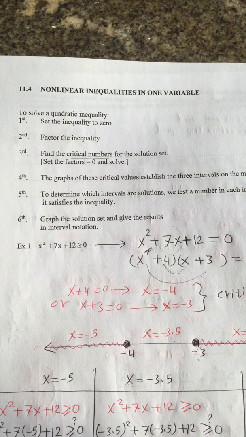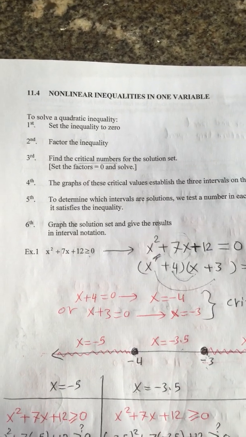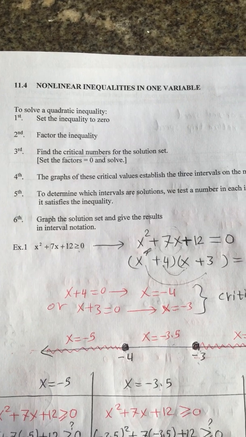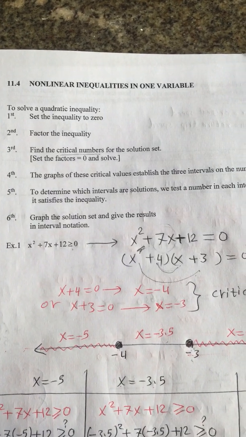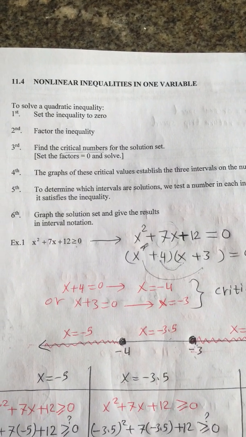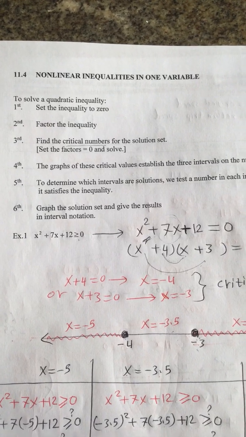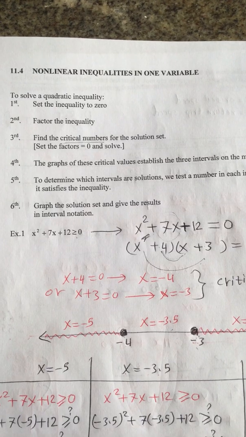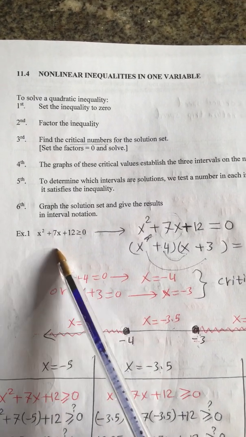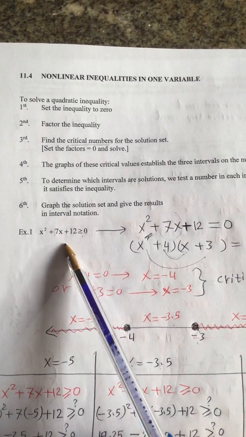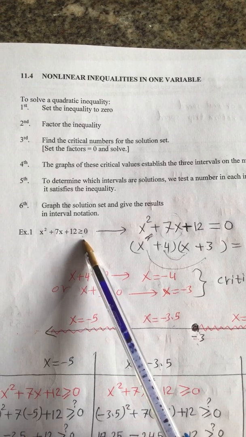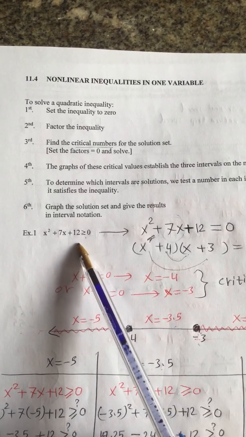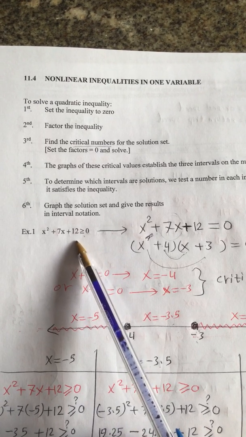Hello everyone. Today we will cover section 11.4, non-linear inequalities in one variable. So for example, if we have this inequality, x squared plus 7x plus 12 greater than or equal to 0, this is an inequality in one variable.